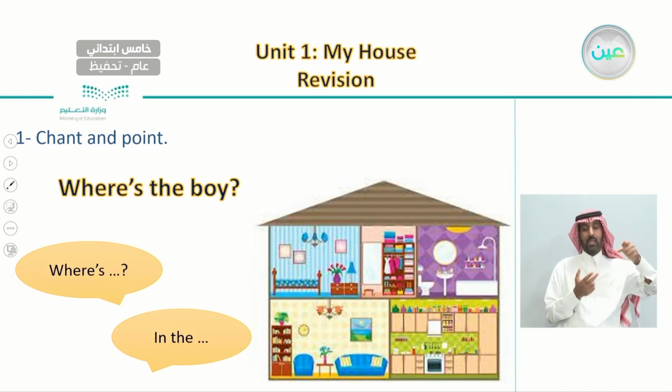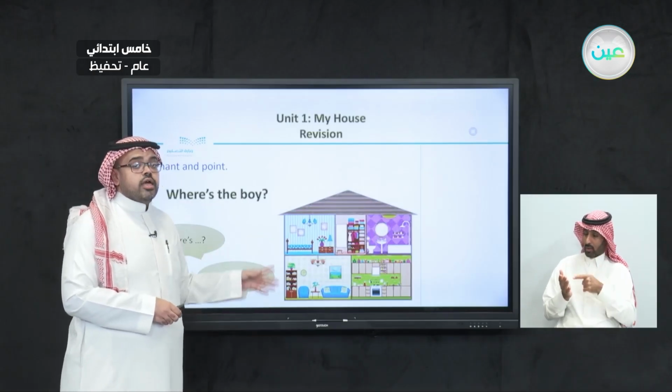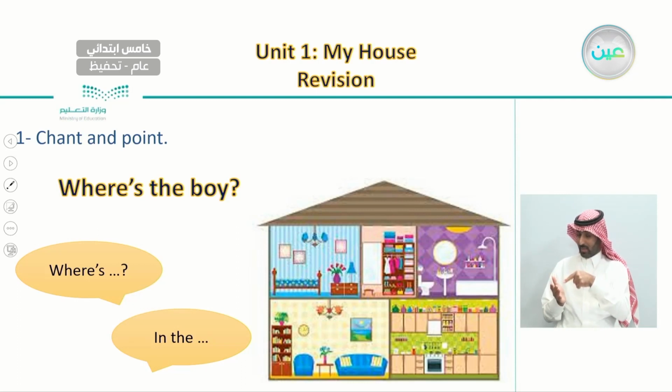So what we took from this lesson is the first one, chant and point, where we have an open house like this, and we said to practice this question, where is the boy? And in your books, when you find out where is the boy, sometimes you would say he is in the bedroom, or he is in the bathroom, or he is in the living room. So this is how we practice this question.